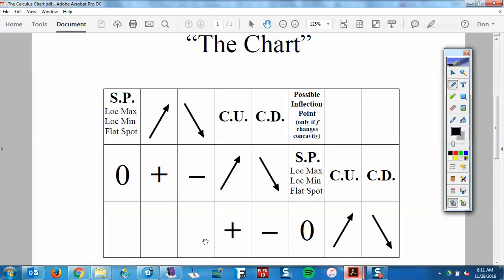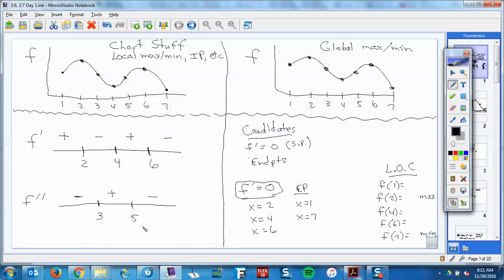Because if you look at the chart, that's everything. Increasing, decreasing, local max, local min. We would know if we have a flat spot, concave up, concave down, right? If the second derivative is positive, concave up. Second derivative negative, concave down. Second derivative 0 is a possible inflection point. We have to see if it changes concavity. So everything in here is shown with these number lines right here.